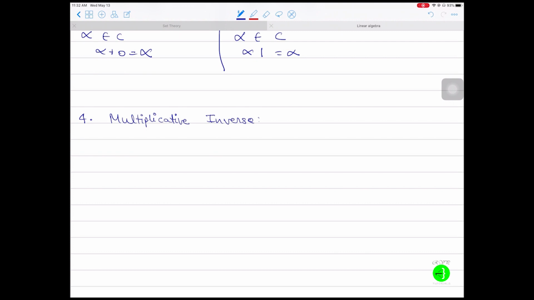So we know that for all real numbers a such that a not equal to 0, there exists a number 1 over a such that 1 over a times a is 1. Similarly, for any complex number alpha, with alpha not equal to 0, there exists a number 1 over alpha such that 1 over alpha times alpha is 1.